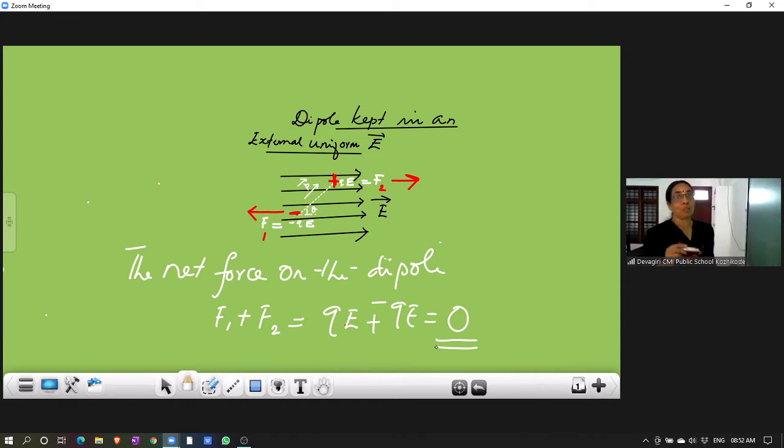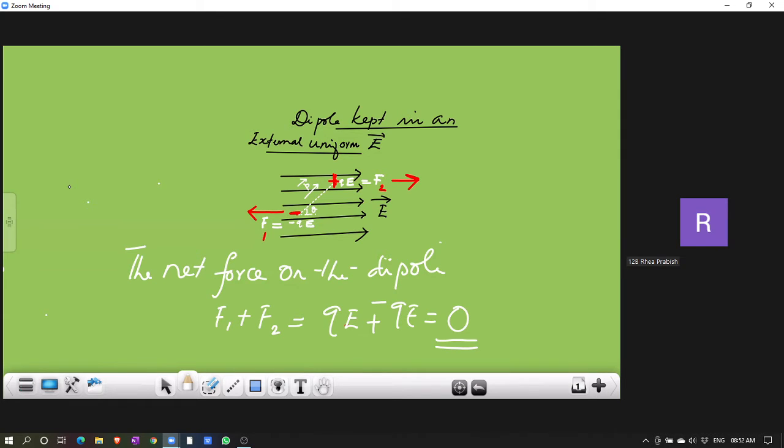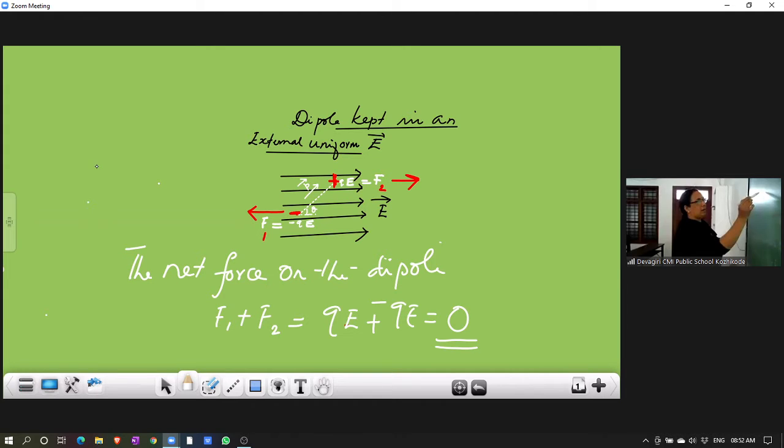Why am I keep stressing uniform? Imagine that the electric field is not uniform. Let me have an electric field like this. You know this is not a uniform electric field. Here the electric field is E1 and here the electric field is E2. Very clear that E1 is greater than E2. You can see the field lines are denser here, far apart there. So E1 is greater than E2.